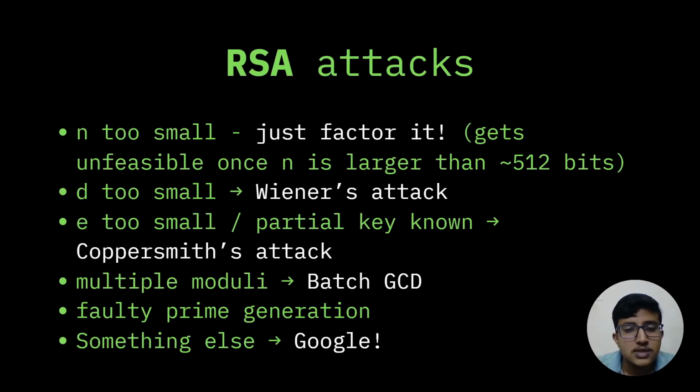Moving on, these are some of the popular attacks on RSA. When n is too small, about 512 bits or smaller, you can just factor it and you can easily find the tools for it. When d is too small, you can exploit it using Wiener's attack. And when e is small, or when a partial key is known, you have Coppersmith's attack. And when there are multiple moduli, batch GCD. Or when prime generation is faulty or something else, you can just Google it.